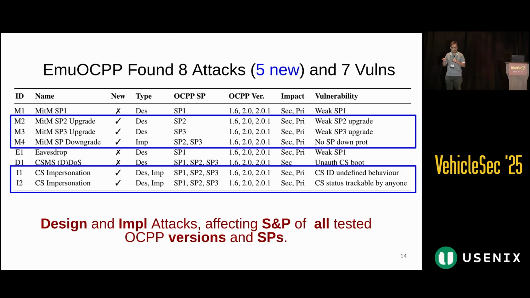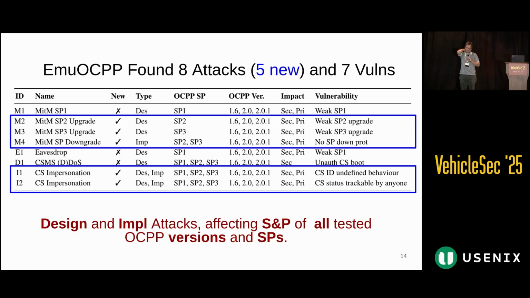And as you can see from the table, the attacks are exploiting vulnerabilities at the design level. If you look at the type column, there is DES and IMP. So we are finding and exploiting vulnerabilities at the design and implementation level. By design, I mean the protocol specification. The implementation vulnerability instead is targeting a protocol that is misimplemented. And we see that we exploit all security profiles from the OCPP SP column, all versions.